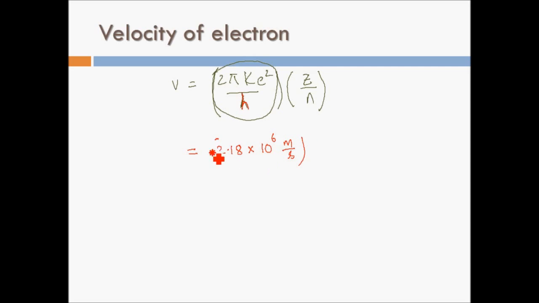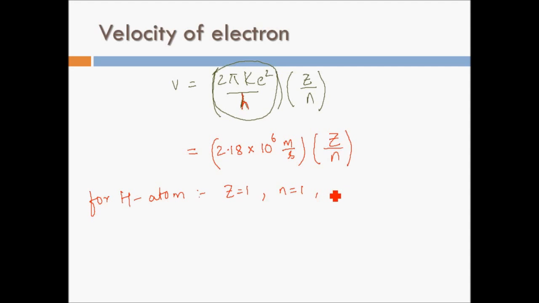Okay, this is the value of this constant multiplied with z by n. Now if you want to calculate, say, for hydrogen atom, the velocity, then we know that for hydrogen atom, z is equal to 1. So you simply put 1 instead of z, and now if you want to calculate the velocity of first orbit, then put n is equal to 1.